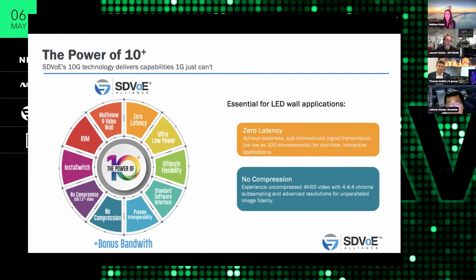Those being zero latency. So evidently, you want to be able to transmit signals, including AV, USB, KVM, and the expectation from the client is that these will not incur any delay. And the second one is probably even more obvious. We've already spoken about it a bit in Thomas' presentation, but no compression, right? You are expecting that your really expensive LED wall is going to have pristine image quality, right? So this is only delivered by SDVoE.